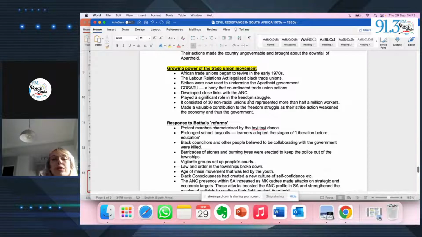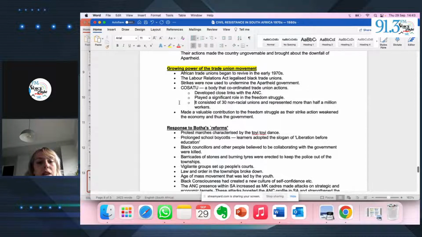Okay, and then the trade union movement. So earlier we learned that trade unions started to become more and more powerful. African trade unions began to revive in the early 1970s. The Labor Relations Act legalized black trade unions, and strikes were now used to undermine the apartheid government. COSATU is a body that coordinated trade union actions. They developed close links with the ANC and played a significant role in the freedom struggle. It consisted of 30 non-racial unions and represented more than 500,000 workers, and it made a valuable contribution to the freedom struggle as their strike action weakened the economy and thus the government.